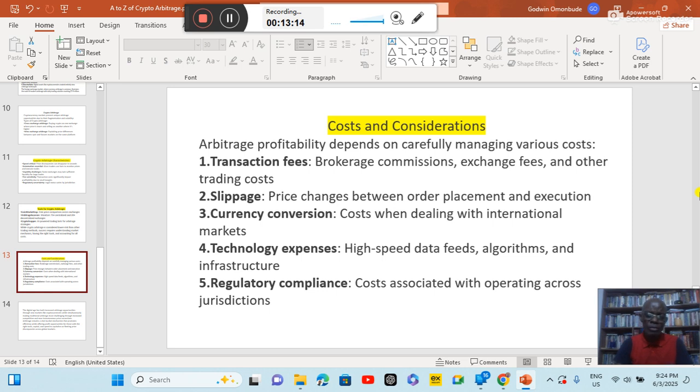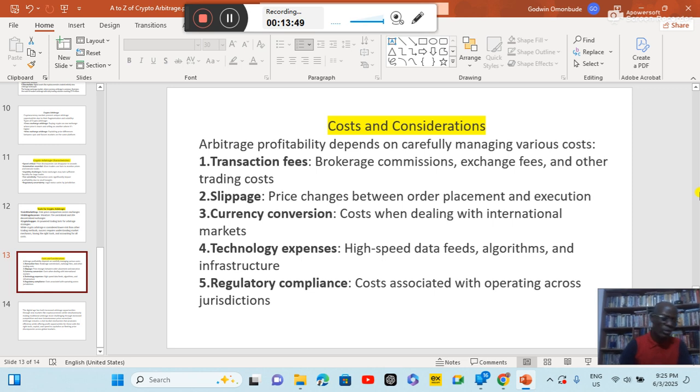Number 1, transaction fees. Transaction fees are involved in trading arbitrage. You need the brokerage commission, the exchange fee, and other trading costs. Number 2 is slippage. Price changes between order placement and execution. Number 3 is currency conversion. The cost when dealing with international markets. And number 4 is technological expenses. High-speed data feeds, algorithms, and infrastructure.